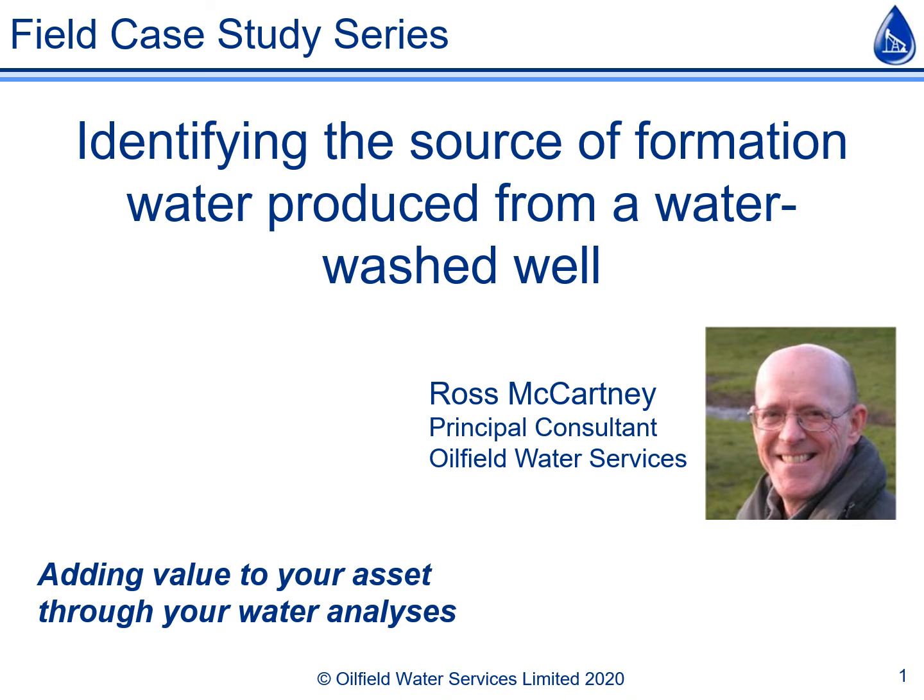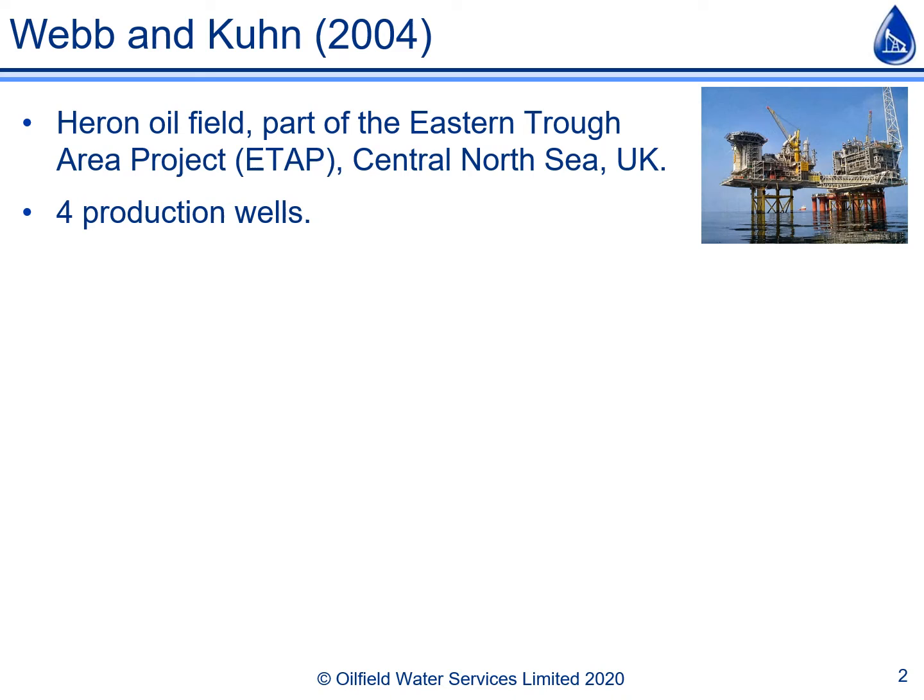water being produced from a water-washed well, and how this aided a decision to turn off the water wash system, resulting in significant cost savings for the asset. The study was undertaken on the Heron field in the North Sea by Webb and Kuhn. This field has 4 production wells.